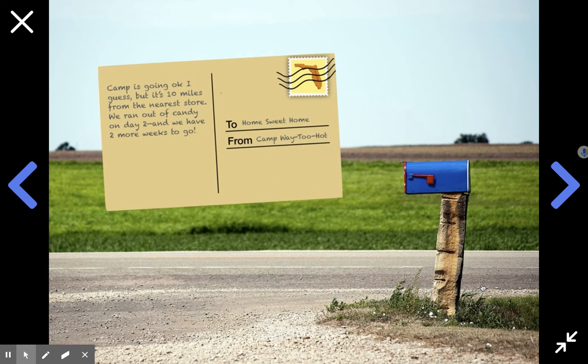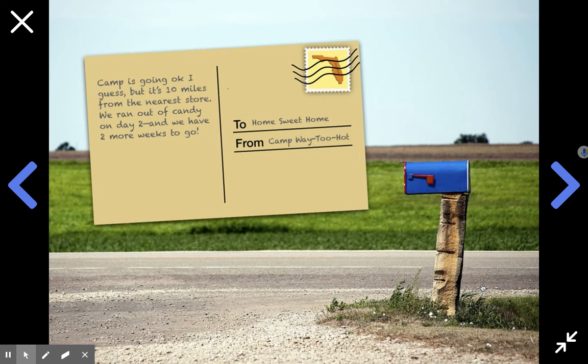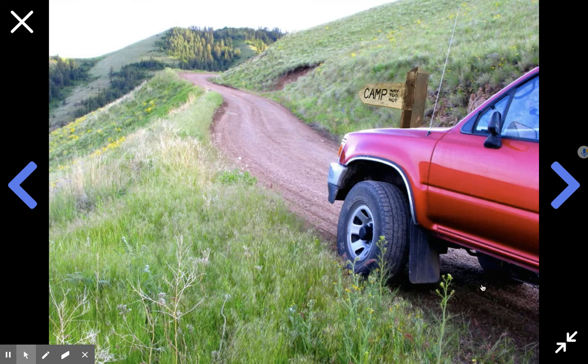You see, you just got a postcard in the mail from your friend. They've been gone all summer visiting a summer camp called Camp Way Too Hot, which is located in the American state of Florida. Let's read what your friend wrote, shall we? Camp is going okay, I guess, but it's 10 miles from the nearest store. We ran out of candy on day 2, and we have 2 more weeks to go. Please send candy.